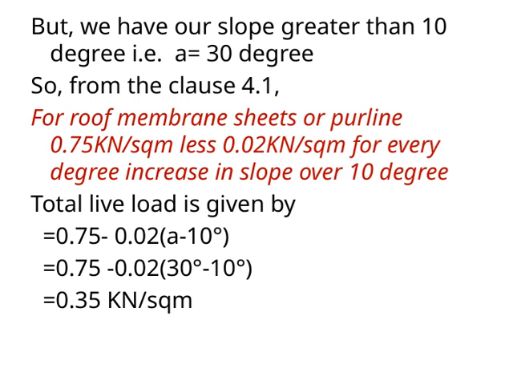So the total live load is calculated as 0.75 minus 0.02 times the difference between our slope and 10 degrees. Plugging in our numbers, that's 0.75 minus 0.02 times (30 minus 10), which simplifies to 0.75 minus 0.02 times 20. That calculation gives us a total live load of 0.35 kilonewtons per square meter.